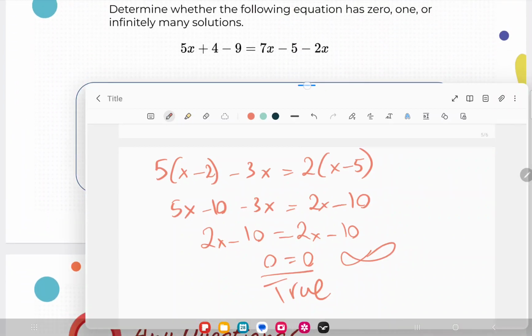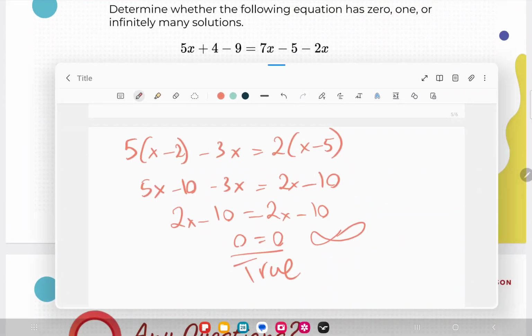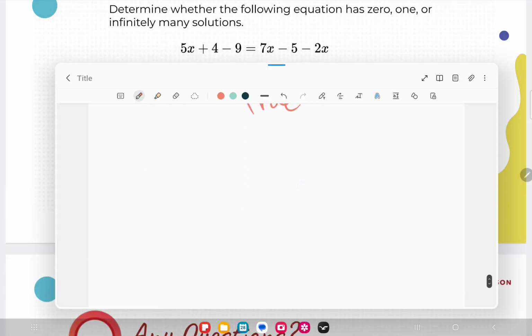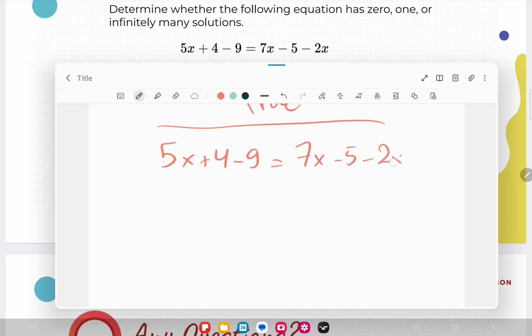Now, determine whether the following equation has 0, one solution, or infinitely many solutions. Now, let me go for it. So 5x plus 4 minus 9 is equal to 7x minus 5 minus 2x. So 5x minus 5 is equal to 7, no.